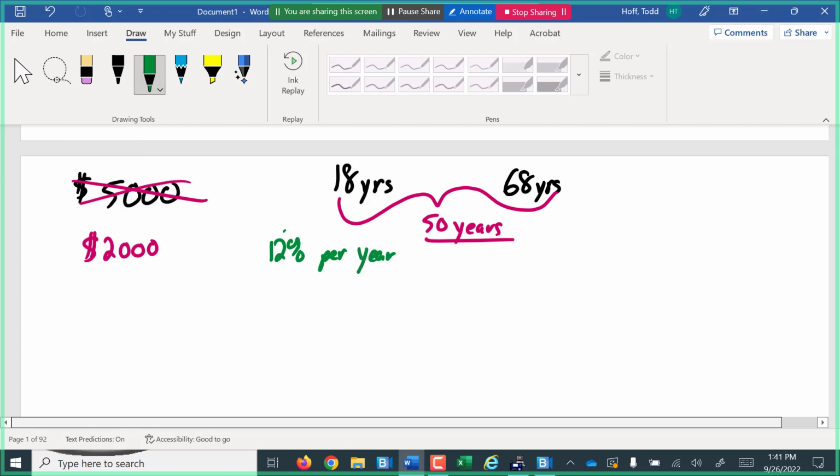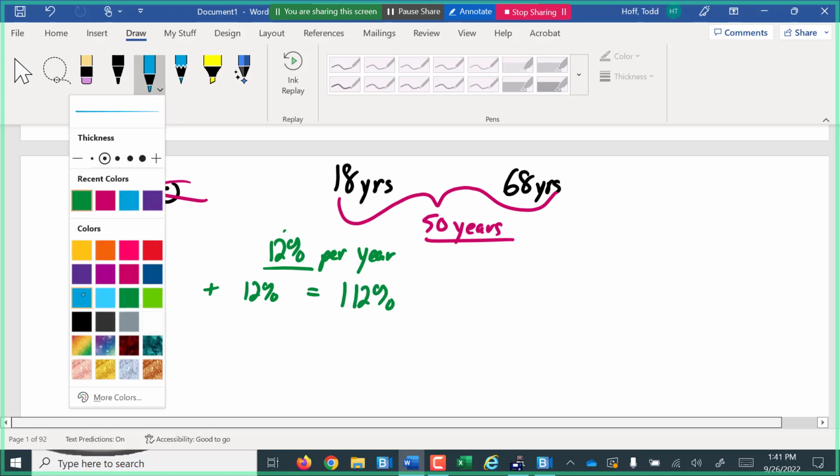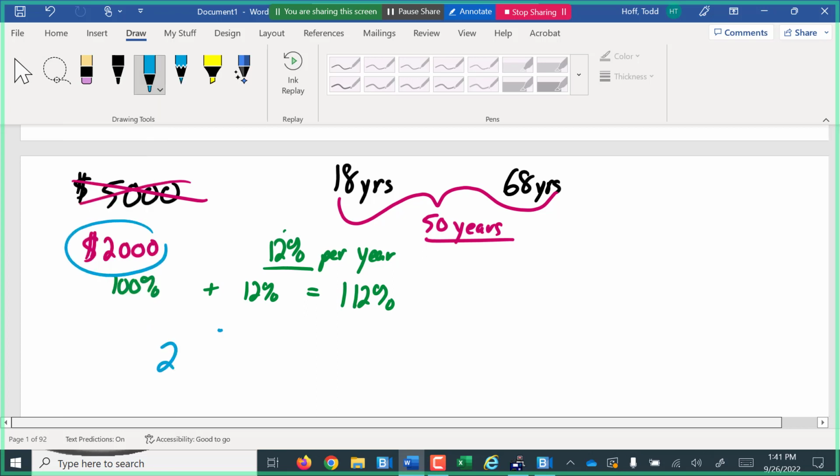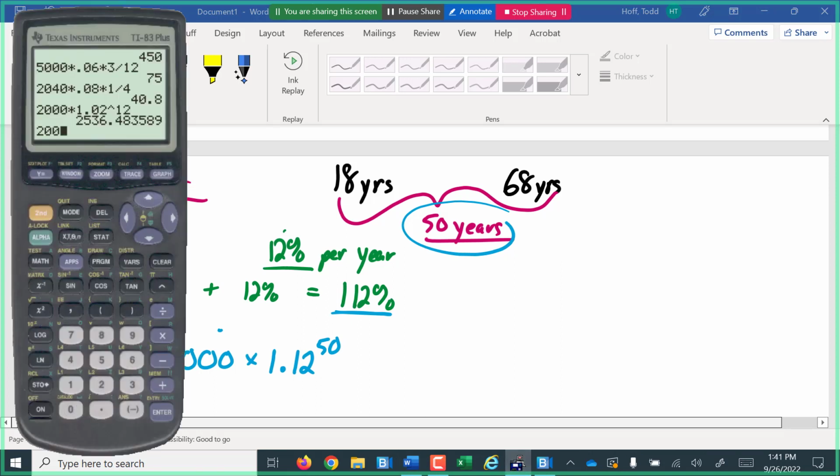So what does that mean? Well, that means if you start the year at 100% and you add 12% interest to that, what percent do you have at the end of the year? 112%. So if we take our $2,000 that you invested at 18 years of age times, what's 112 as a rate? 1.12. For 50 years, that's to the power of 50. So 2,000 times 1.12 to the power of 50.